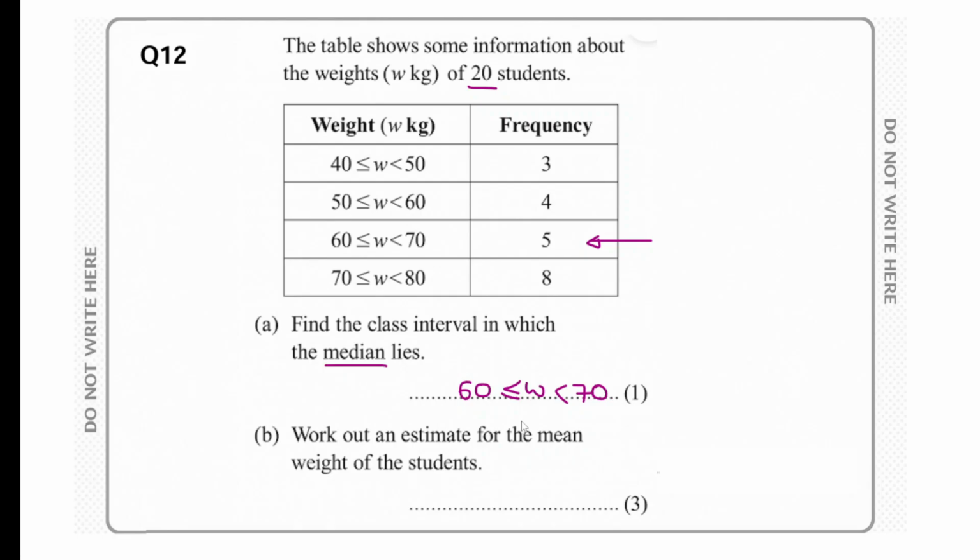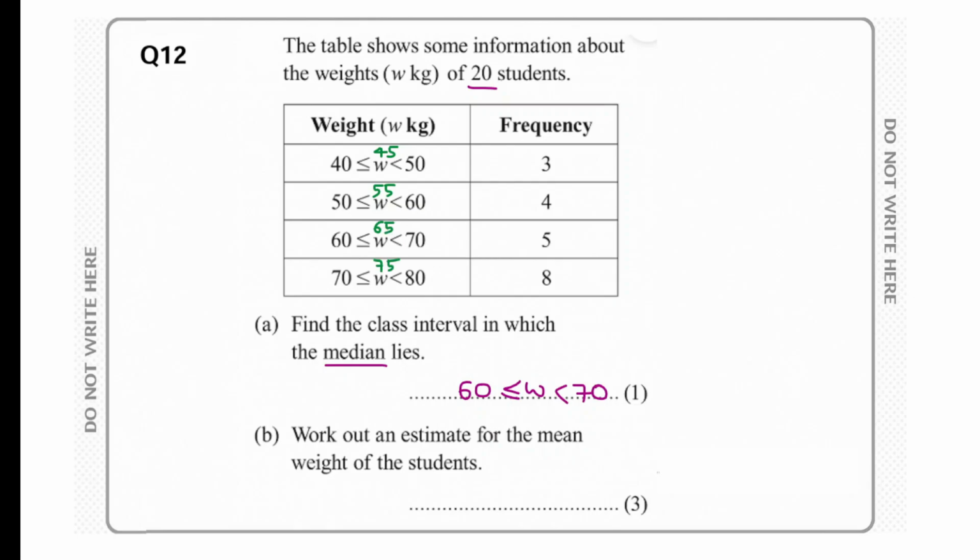Next question, next part. Work out an estimate for the mean weight of the students. Now in a question like this, we don't know the actual weight of students because we know just the range. So what we need to do is work out the midpoint. 40 to 50, so we assume it's 45 kilograms. The students in that group, there are 3 of them, so we assume on average they are 45 kilograms. It could be anything from 40 to 50, but we assume it to be 45. 50 to 60, the midpoint is 55. 60 to 70, it is 65. 70 to 80, it is 75.